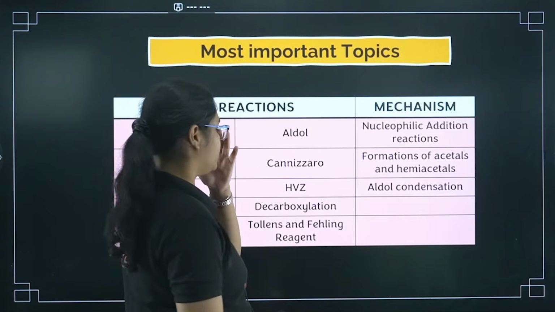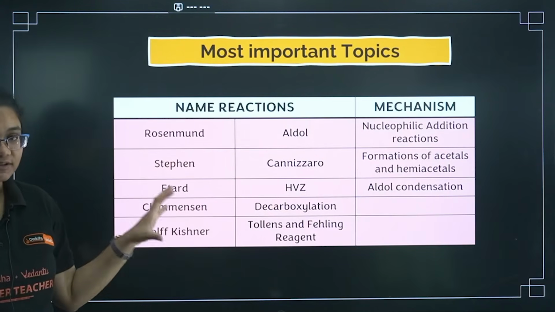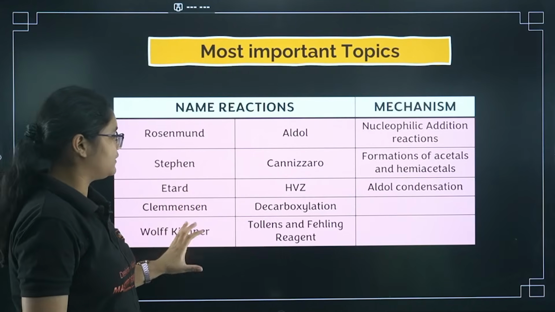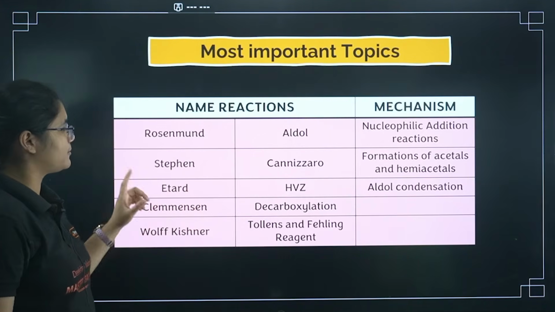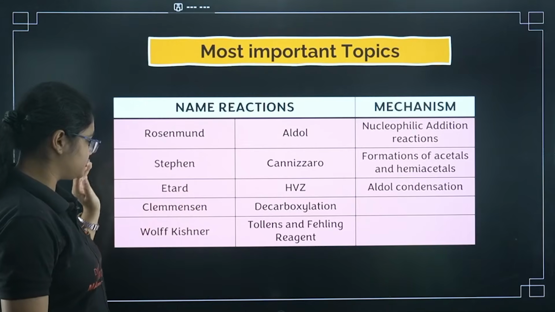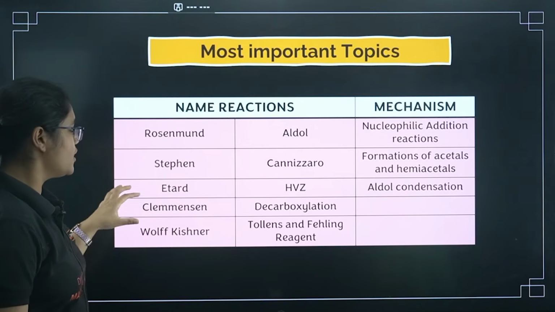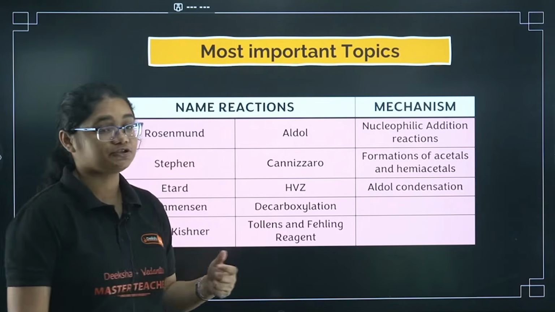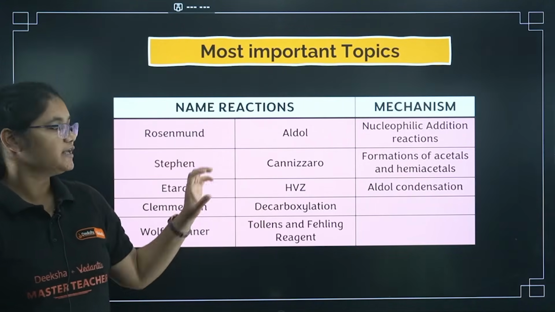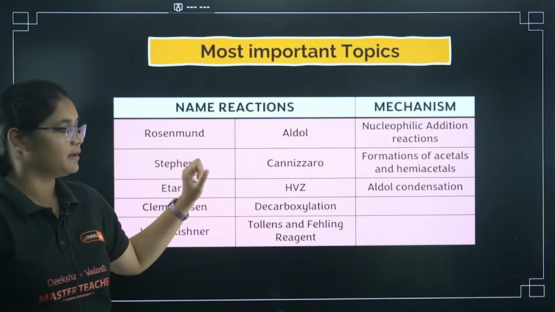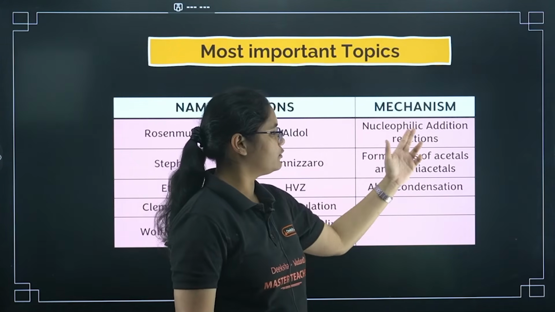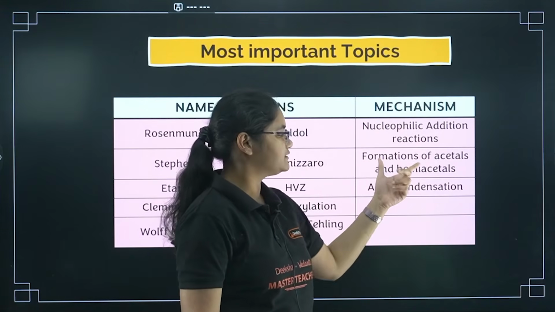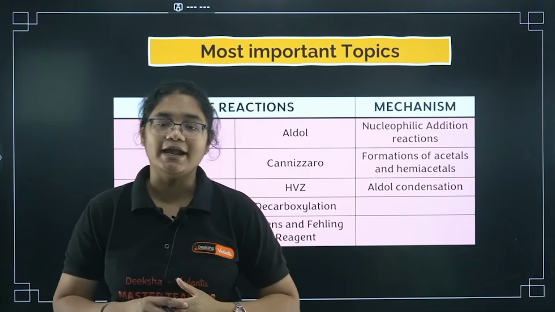Next, we'll discuss the most important topics from this chapter, so you must not miss these. The first one is the name reactions. There are a lot of name reactions in this chapter: Rosenmund reaction, Stephen reaction, Etard reaction, Clemmensen reduction, Wolff-Kishner reduction, aldol reaction, Cannizzaro, HVZ, decarboxylation, Tollens' reagent, Fehling's reagent. So you should remember all these name reactions. Then for mechanisms, we have nucleophilic addition reaction, aldol condensation, and formation of acetal and hemiacetal.